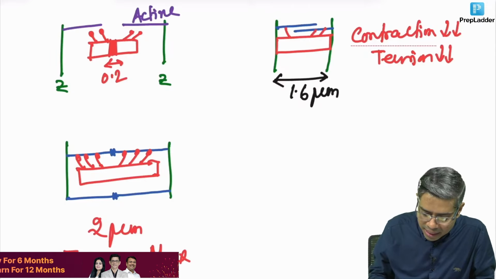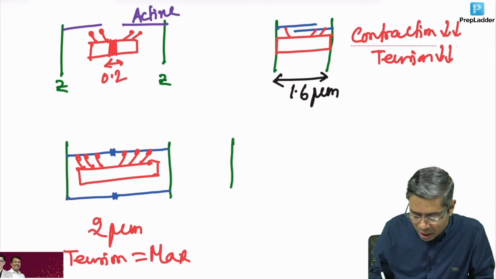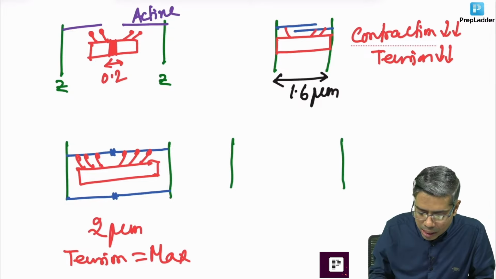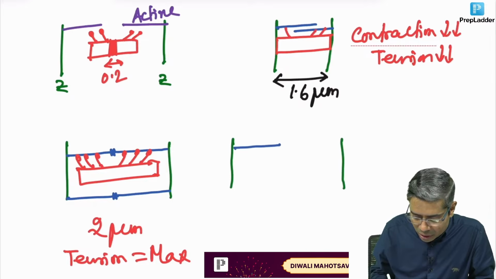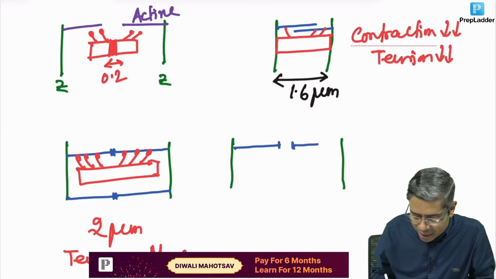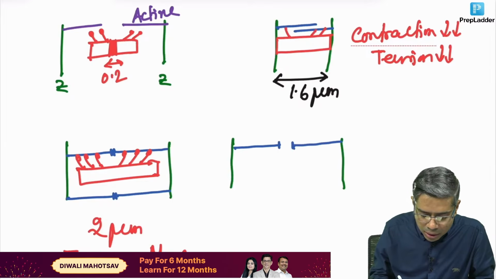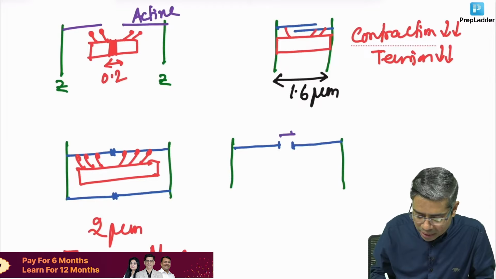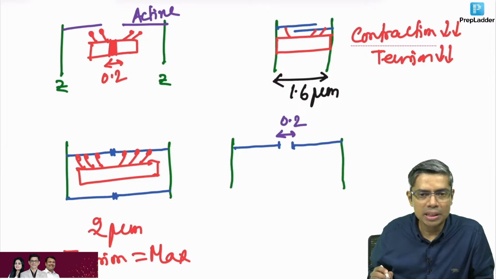Now, if I increase the length of the sarcomere a little, it means now I have increased the length in such a way that there is a gap between two actins, but that gap is 0.2 micrometer only.